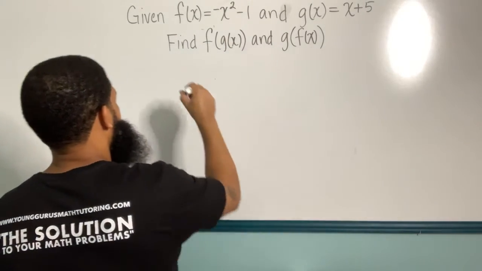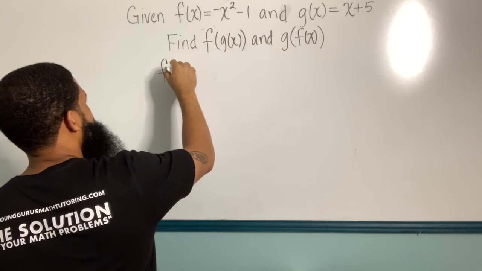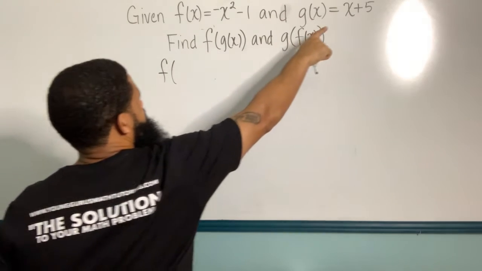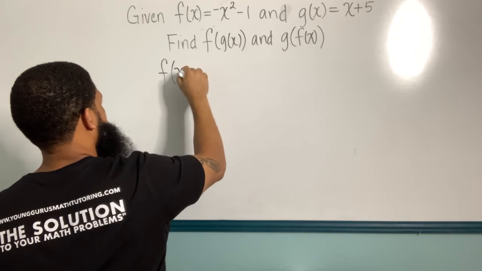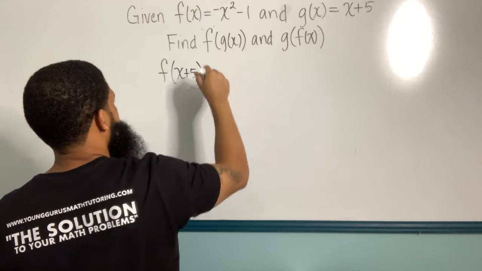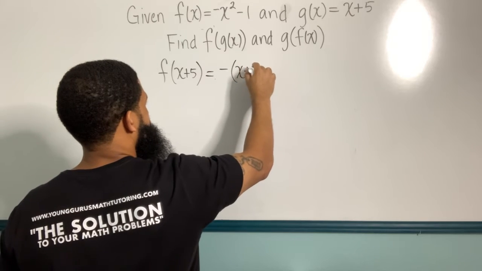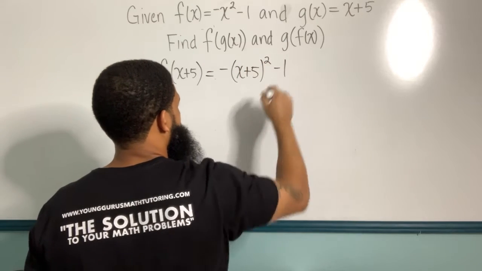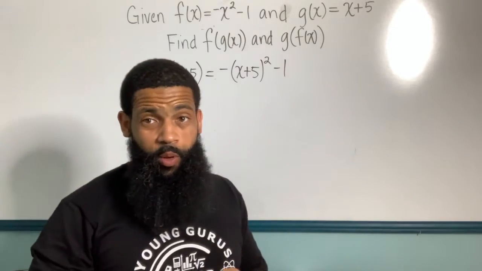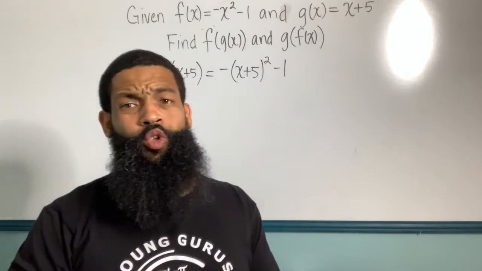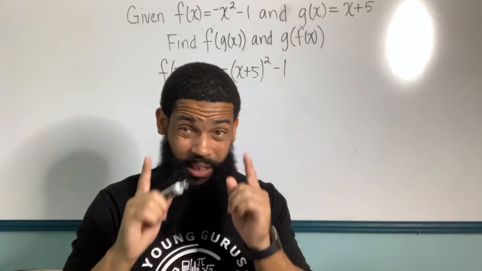First we find f of g of x. So we're gonna find f of g of x, where g of x is x plus 5. So everywhere in this function f of x, we're going to put x plus 5. All right, so (x plus 5) squared minus 1. Now, there's a couple ways we can do this. Remember, this is the beauty of math. You don't always have to solve every problem the same way.